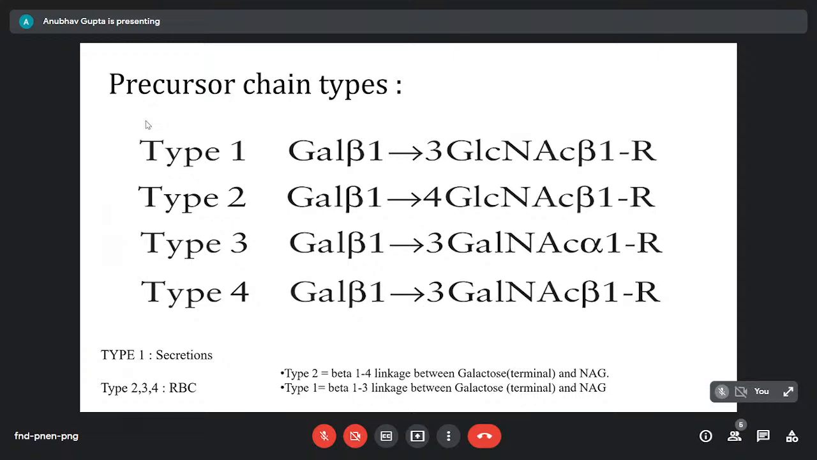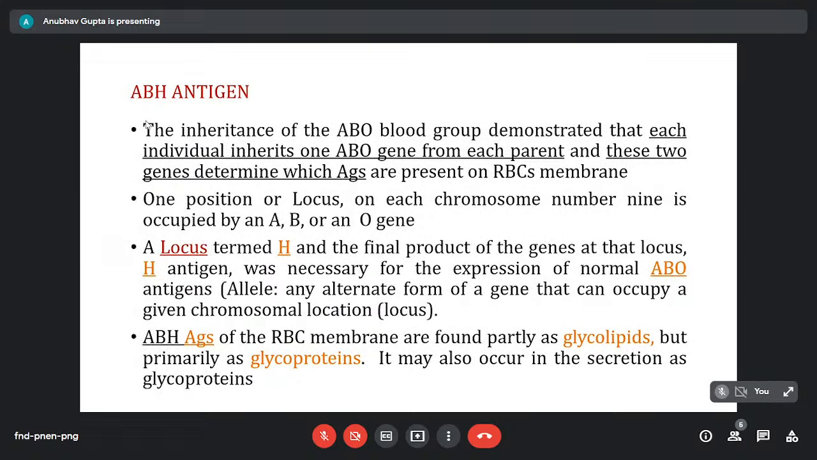So the inheritance of the ABO blood group antigens demonstrates that each individual inherits one ABO gene from each parent. I am harboring at least one gene from each parent, one from my father and one from my mother. And these two genes, when clubbed together, form the determinants for the antigens which are present on the RBC membrane. But remember that these genes code for the antigens, but do not form the antigens.